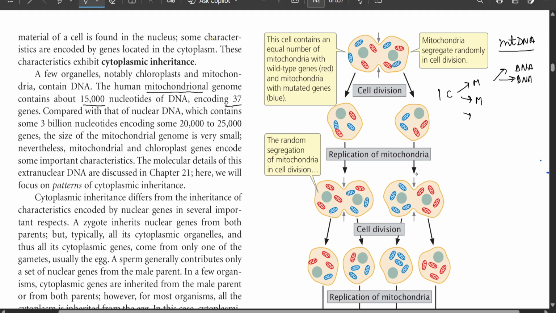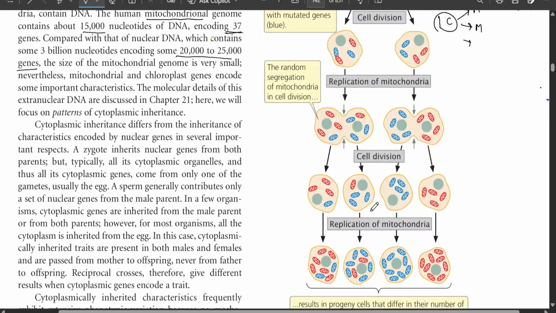So what I mean to say is one cell can contain many of these mitochondrial DNAs. If we compare these mitochondrial DNAs with the nuclear DNA, we come to know that the nuclear DNA encodes for about 20,000 to 25,000 genes, but the mitochondrial DNA is only encoding for 37 genes.